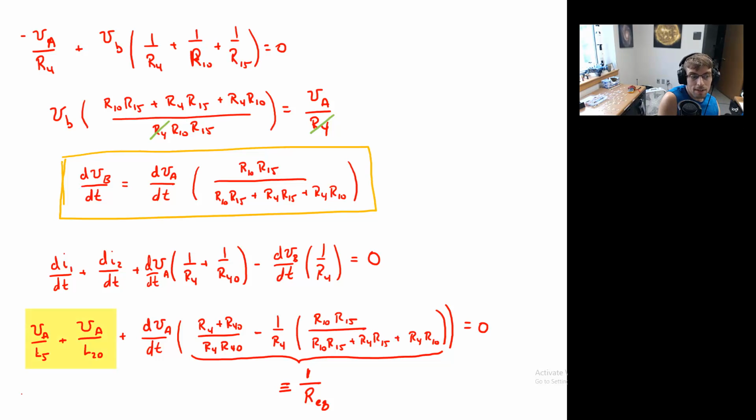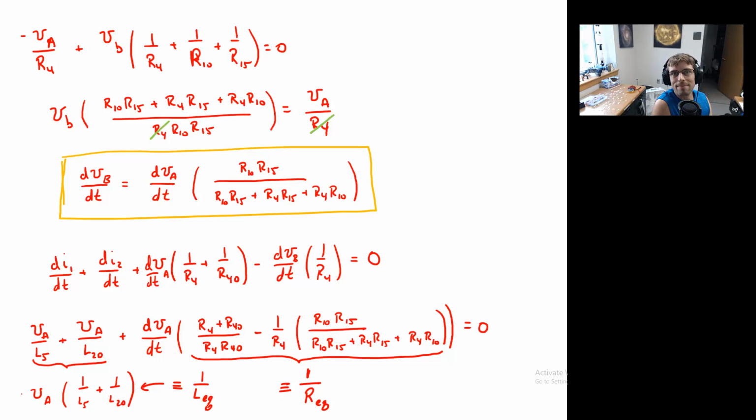And you can see a similar thing right over here. Notice that I could separate out just the inductors. I could have VA times 1 over L5 plus 1 over L20. And I will just take that piece and define it as 1 over LEQ. That's just me being lazy, okay? But that's a very helpful thing to do at this point. I just wanted to show you that, hey, where do the equivalent resistances and inductances come out when you're doing these equations? Okay?